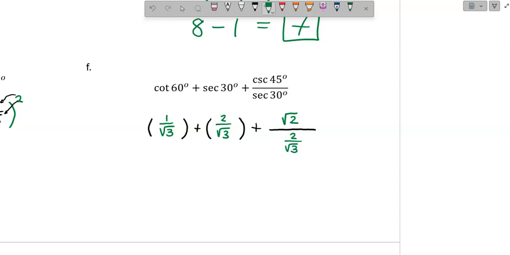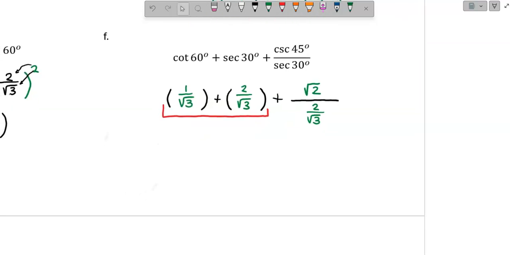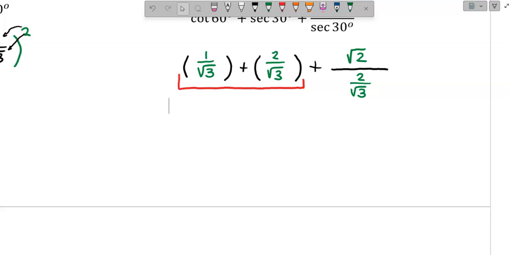All right, so we've got a lot to talk about here. We actually have 2 different things we need to discuss. The first of which is over here on the left-hand side, and that's the fact that we can actually add these 2 things together immediately, and that is because they have a common denominator. If they did not, this would be a place where I would probably recommend to rationalize, but since they already have a common denominator, I can simply add the numerators and say that this is going to be 3 over root 3. Now we'll talk about whether we need to rationalize that in a moment.